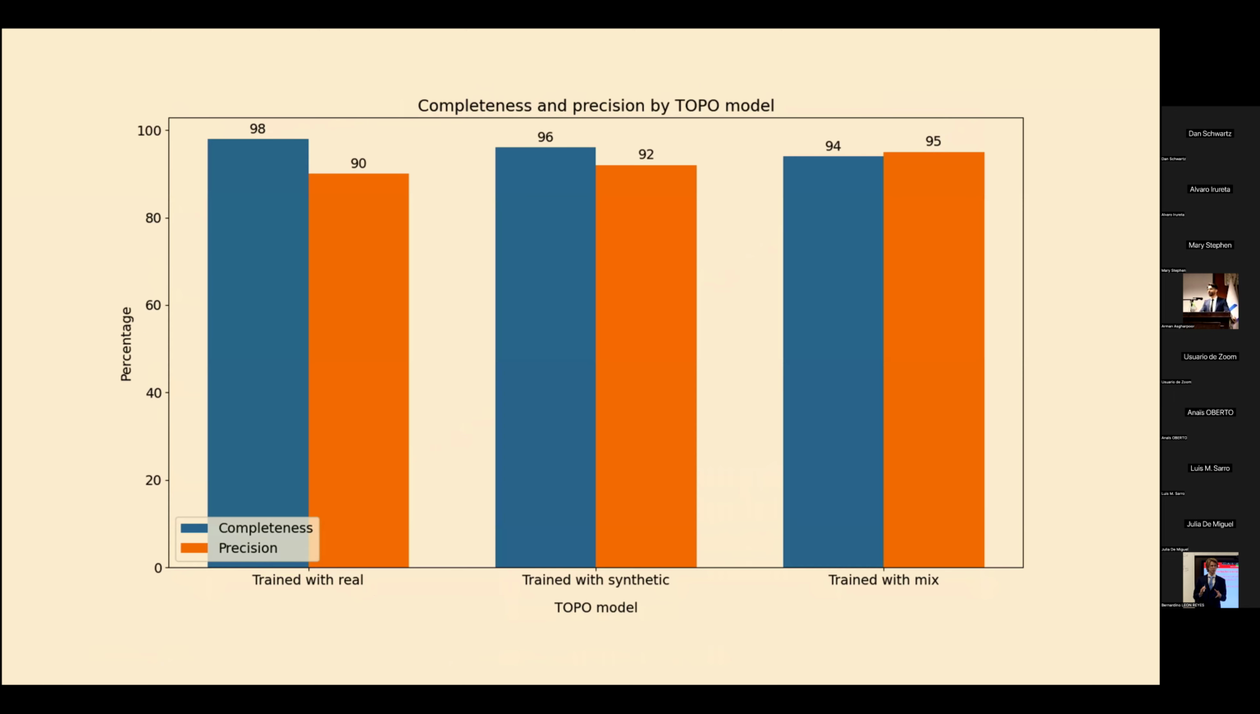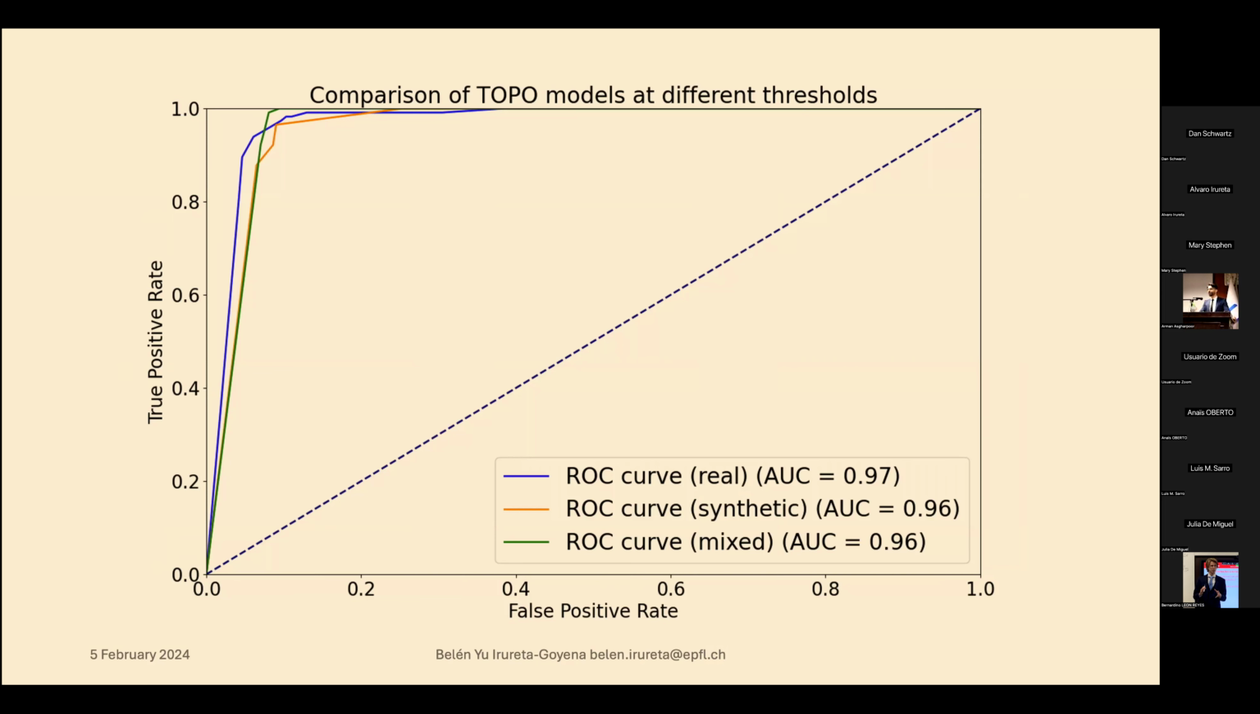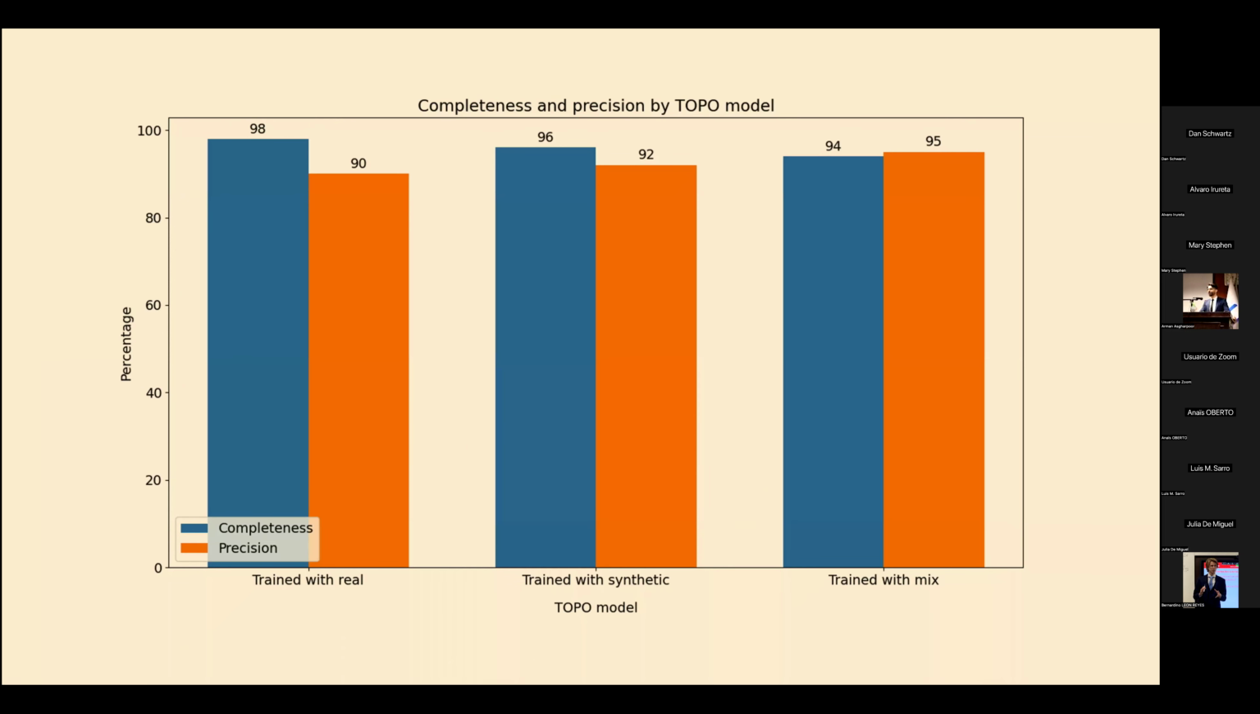So more specifically, if we take the best thresholding criterion for each curve according to this graph, then we will get a completeness of 98% for the one trained with real streaks and a precision of 90%, which means that out of every 100 detections, there are 90 that are real asteroids, and 10 that are mistakenly taken as asteroids. It's 96 and 92 for the one trained with synthetic, and 94 and 95 for the one trained with the mix.